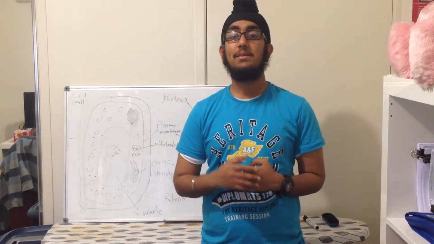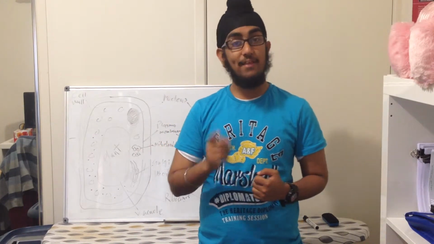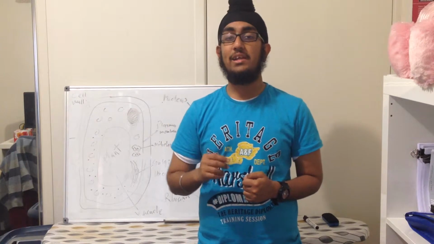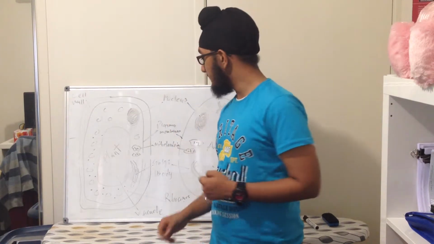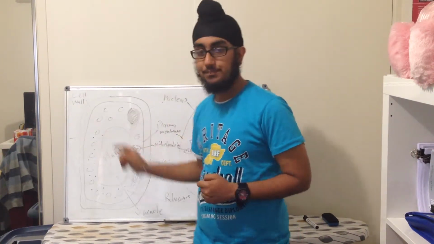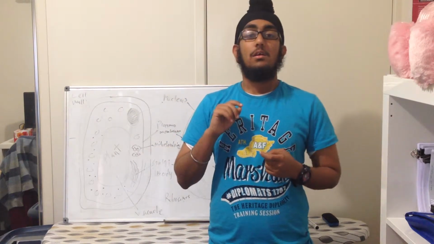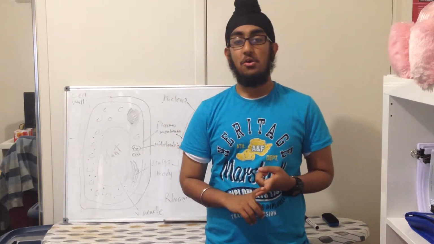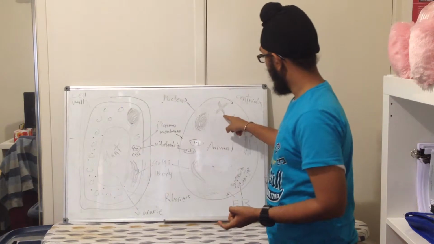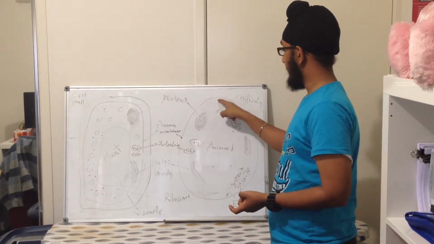Plant cells usually have a large vacuole which contains the cell sap. Unlike animal cells, which have no vacuole, and if they do, they're usually very, very small. But plant cells have a really large one like this. Plant cells have no centrioles, which are here. Only animal cells have centrioles.